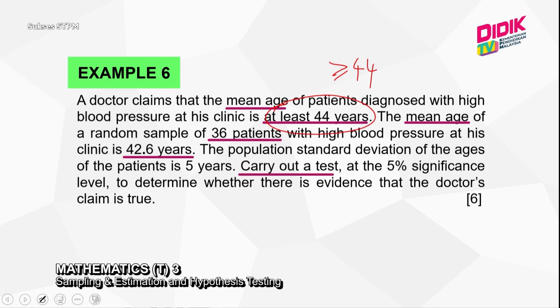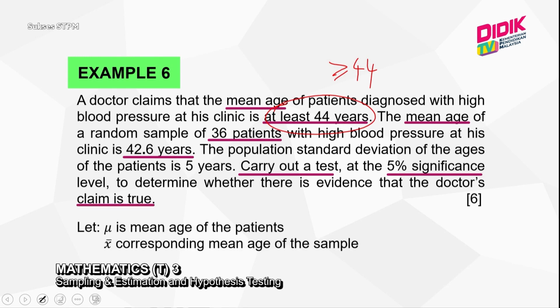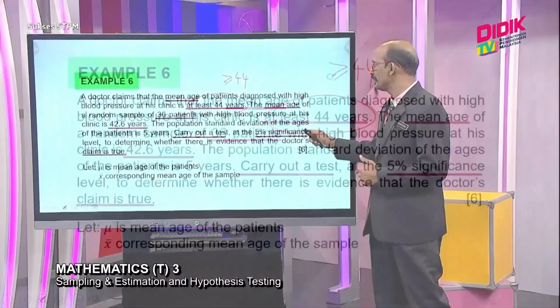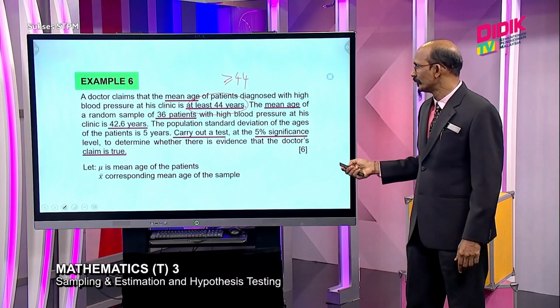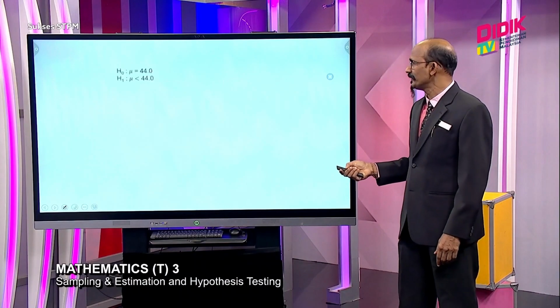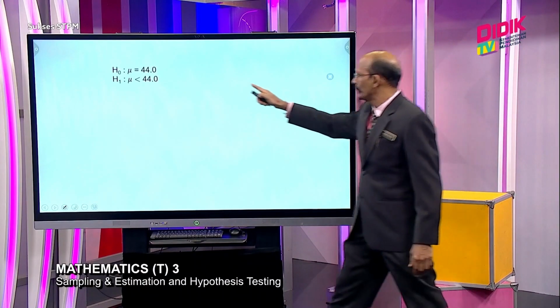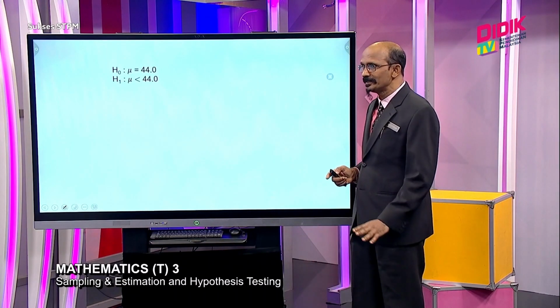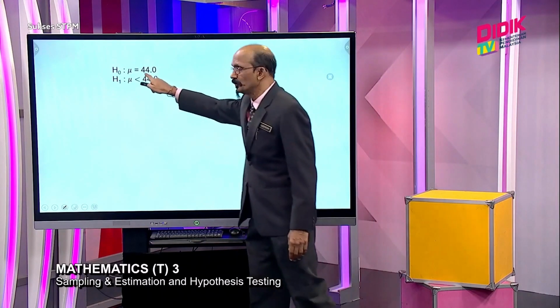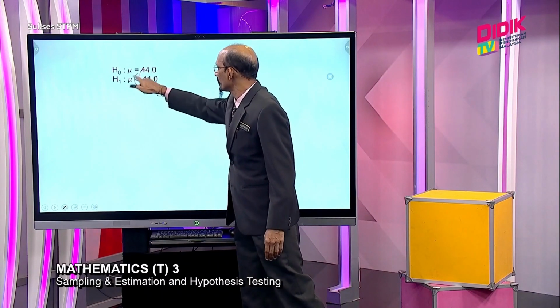That means you know this is hypothesis testing. At 5% significance level, determine whether there is evidence that the doctor's claim is true. You want to test whether the doctor's claim is true. So we let mu equal the mean age. As I mentioned just now, we have 6 steps. In step 1, we write our hypotheses, the null hypothesis and alternative hypothesis. This is where students always make mistakes.